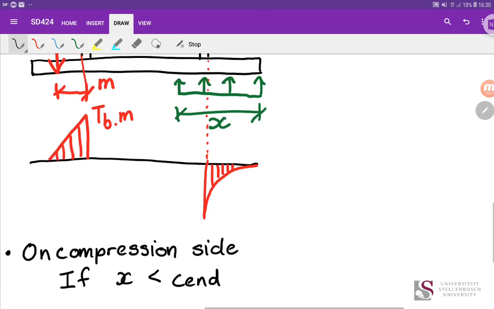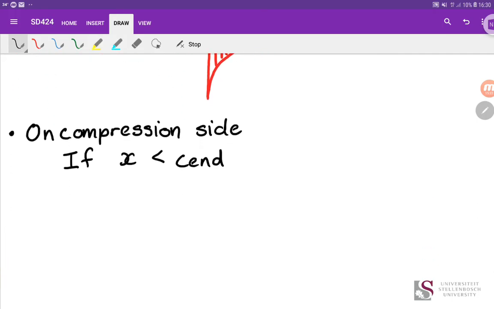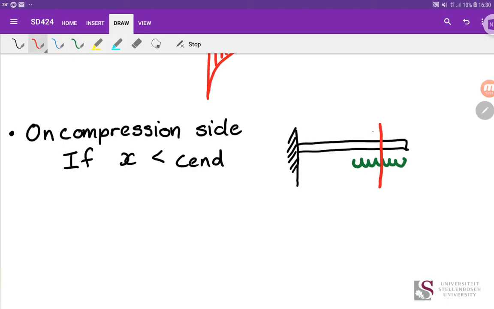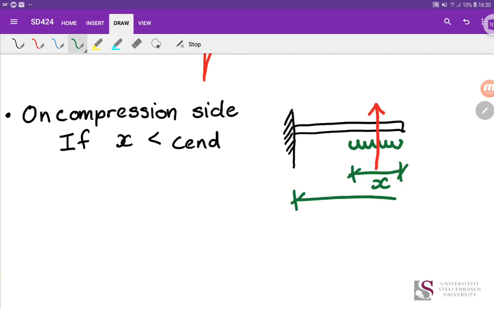So if x is less than c end, what you have there is a cantilever, but with a non-continuous distribution of stress below, like that, meaning that your resultant is there, but then you have an area of zero stress outside of it. And so here, what we need is our x, and our x plays prominently. Once again, there is our c end.